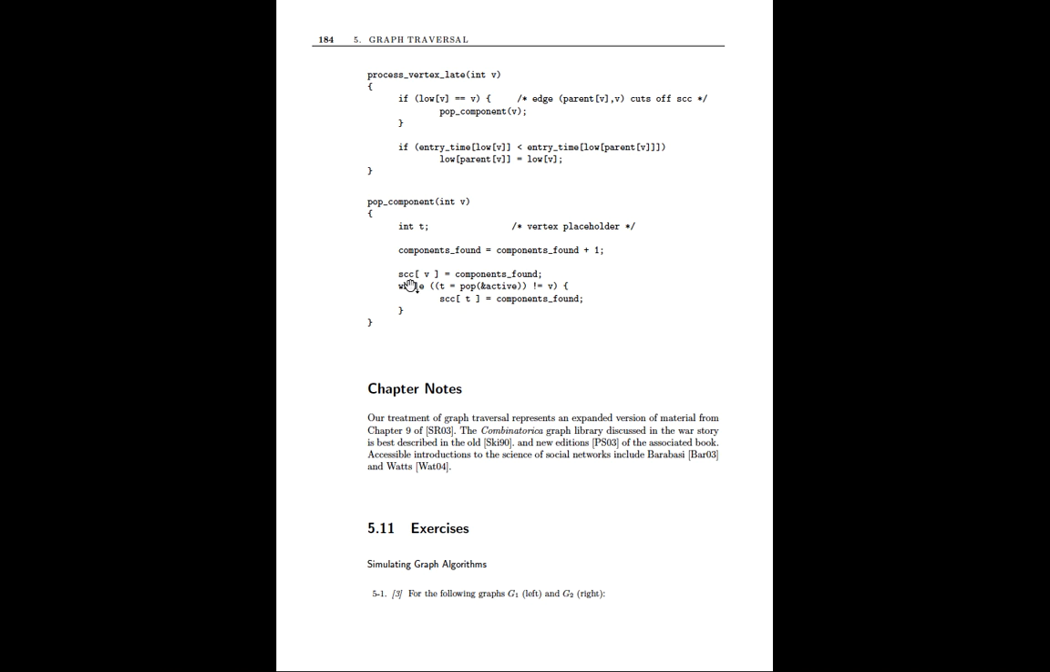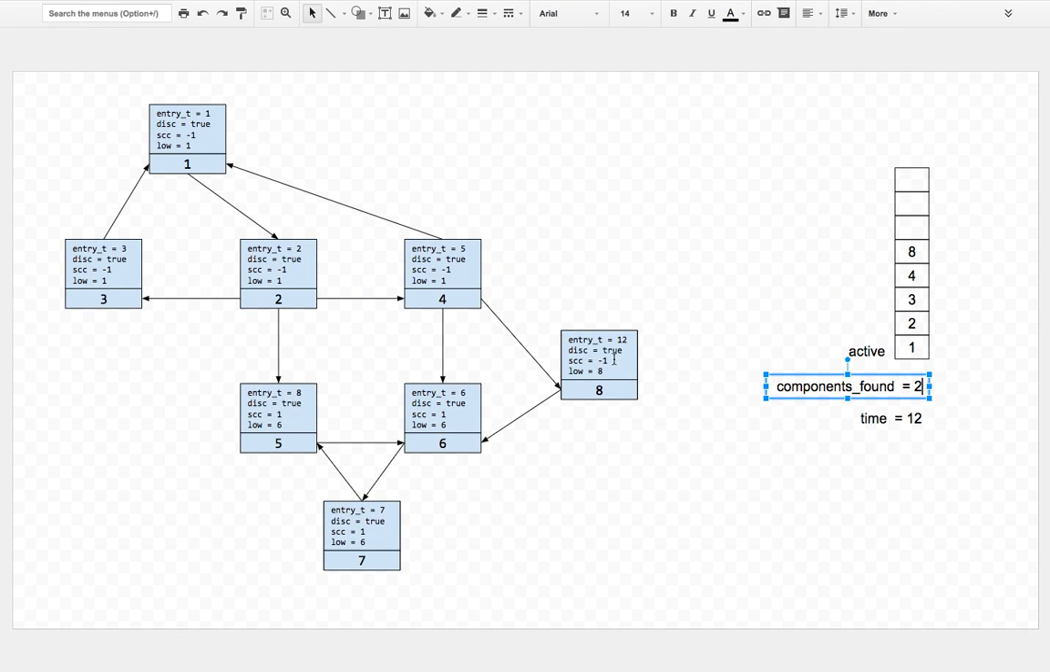Then we set the strongly connected component for vertex 8, our current vertex, to be components found. Components found is 2. We set the strongly connected component of vertex 8 to be 2. It's going to be its own little separate strongly connected component from the rest of the graph.